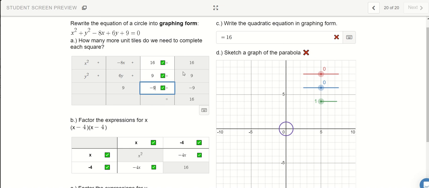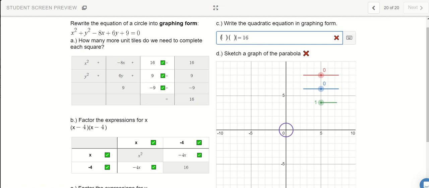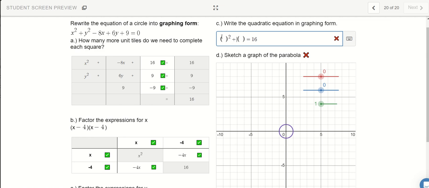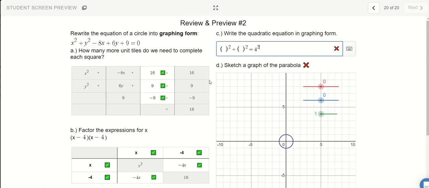So after completing the square, we're left with this. We have our 2 squares, and we have 16 on the right side, right? Because these cancel out, we're going to end up with 16. Sorry, 16 is 4 squared. Okay, so now let's complete our box. x minus 4 squared, y plus 3 squared.